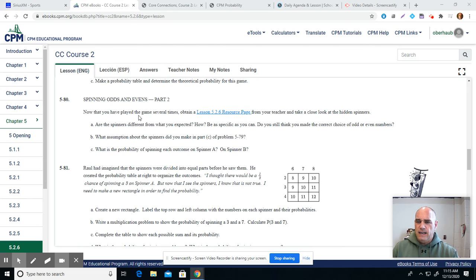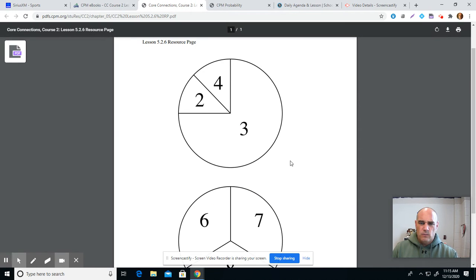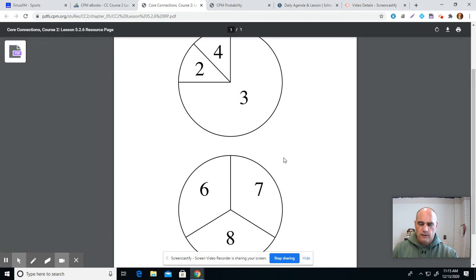All right, question 80. Now that you have played the game several times, obtain a copy of Lesson 5.2.6 resource paper from your teacher and take a closer look at the hidden spinner. All right, so here is what the spinner really looks like, which is this right here. So take a look at it. And I think this may be a little different looking than what you thought it may look like.